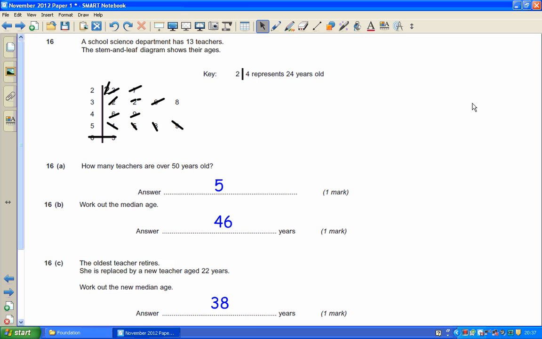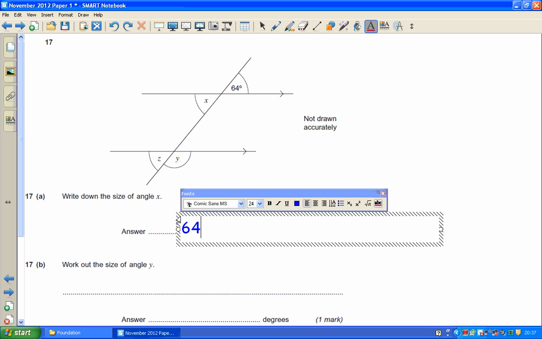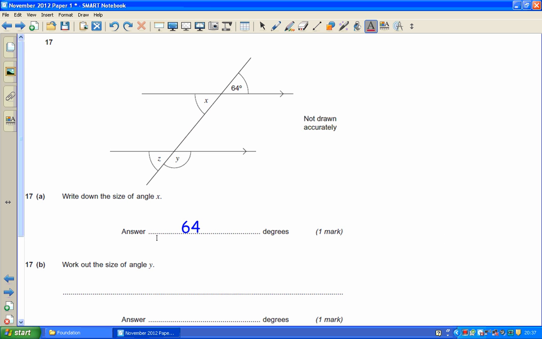Excellent. Number 17, work out the size of angle x. Okay, so it's angle x and opposite angles are equal to each other, so x is going to equal 64 degrees. Slightly more difficult, work out the size of angle y down here.